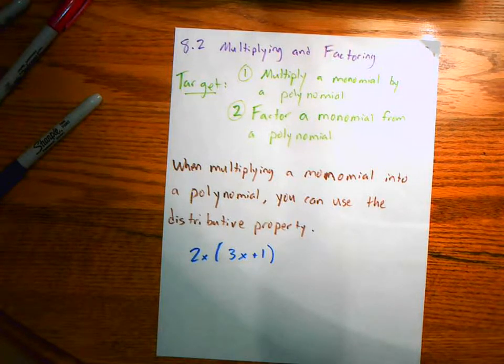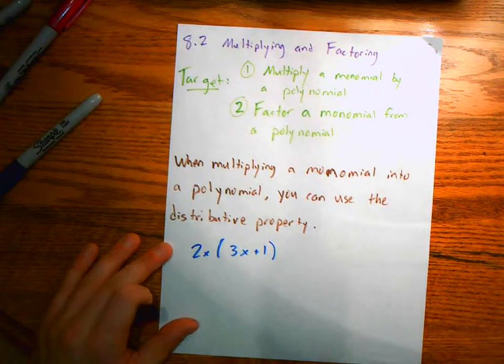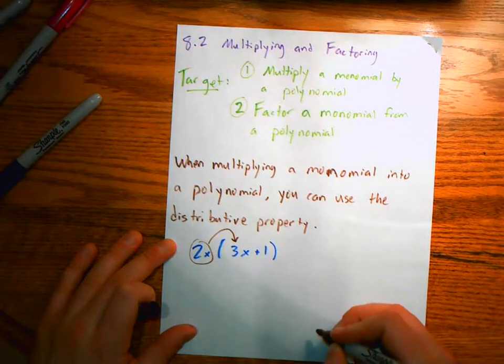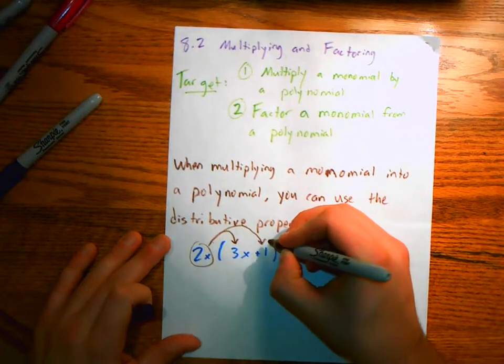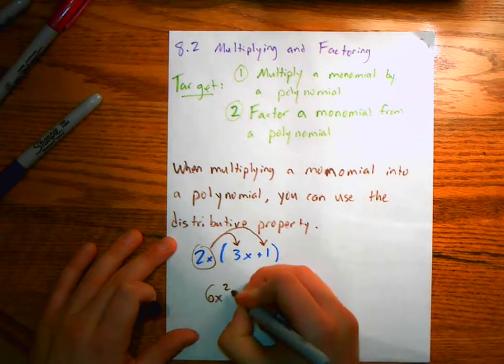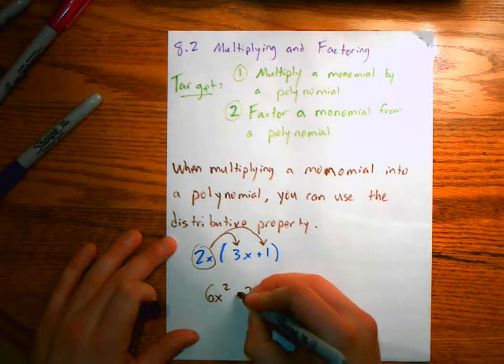So when you're multiplying a monomial into a polynomial, you can take your distributive property that you already know and apply that to the exact same thing. So just a really easy example is if you have the monomial 2x multiplied to the polynomial 3x plus 1. Well, you take your entire term 2x and multiply it by the 3x, and then you also take it and multiply it by the 1. So 2x times 3x gives you 6x squared, and then 2x times 1 gives you a positive 2x.